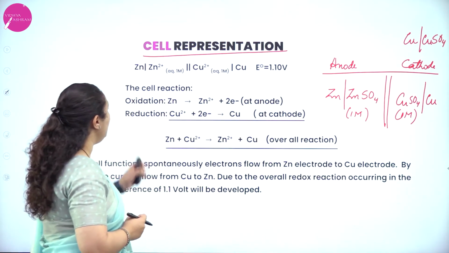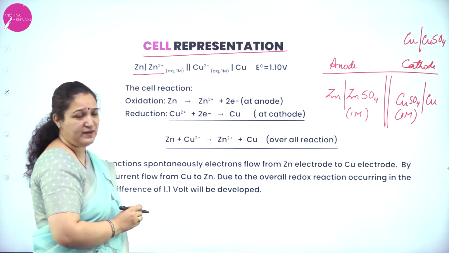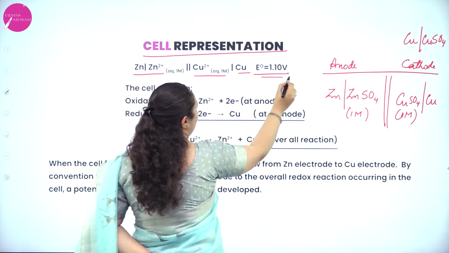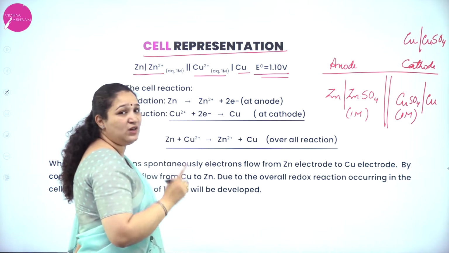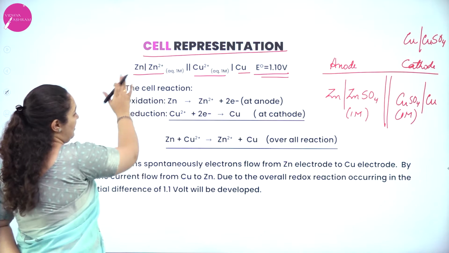Okay. So here you can see zinc, here Zn plus 2, or you can write zinc sulfate solution, Cu plus 2 with copper, and the E naught of the cell is 1.10 volt. How we have calculated it, I shall explain. Okay. So this is the cell representation.